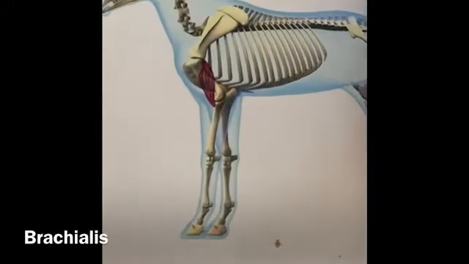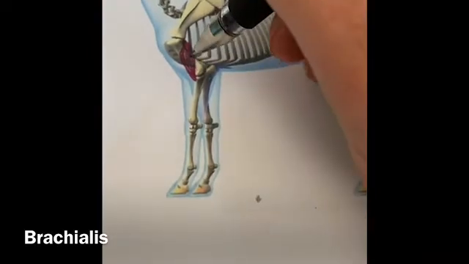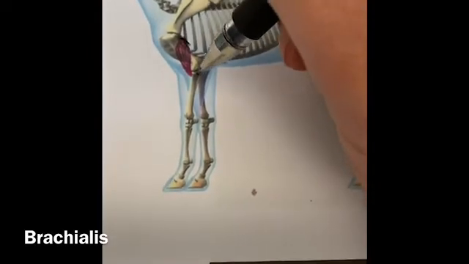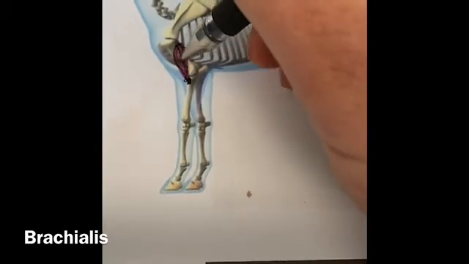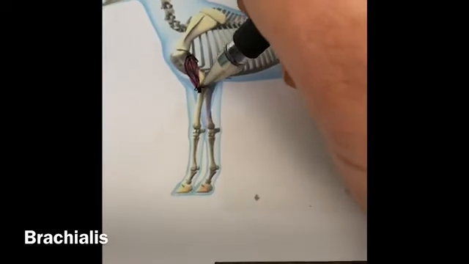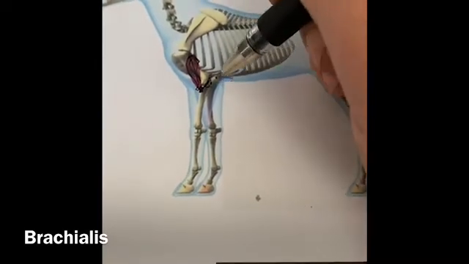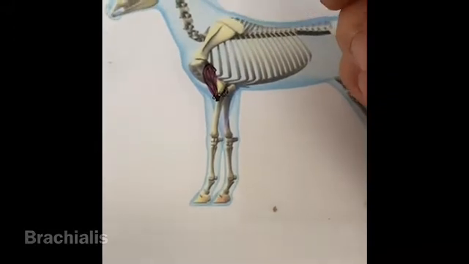The Brachialis Muscle. So the Brachialis Muscle originates on the humerus and it inserts on the radius. So it goes over this bone here, and its function is to flex the elbow joint, this is this joint here, and rotate the radius laterally, and that is the Brachialis Muscle.